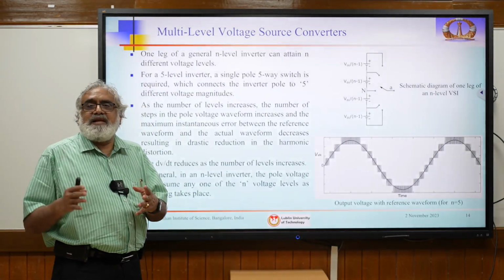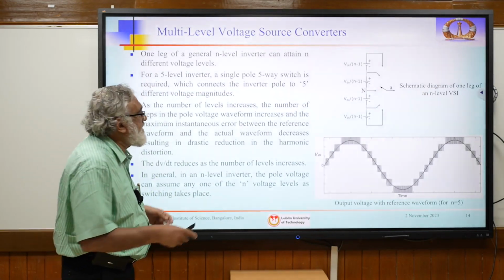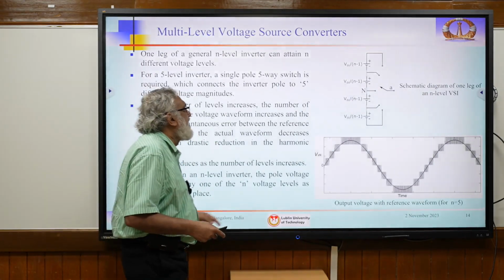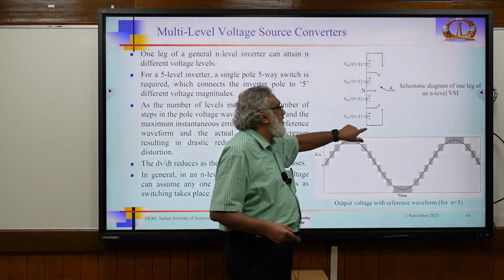Then three level is possible. Can we have a five level? Five level means the same, using the previous schematic. We have four power supplies, and zero is another level.